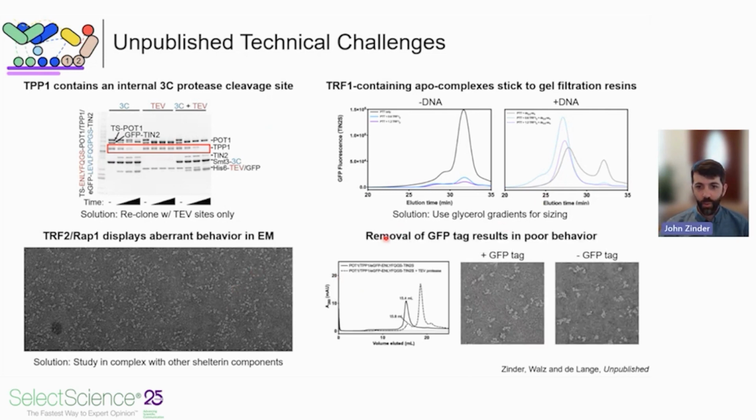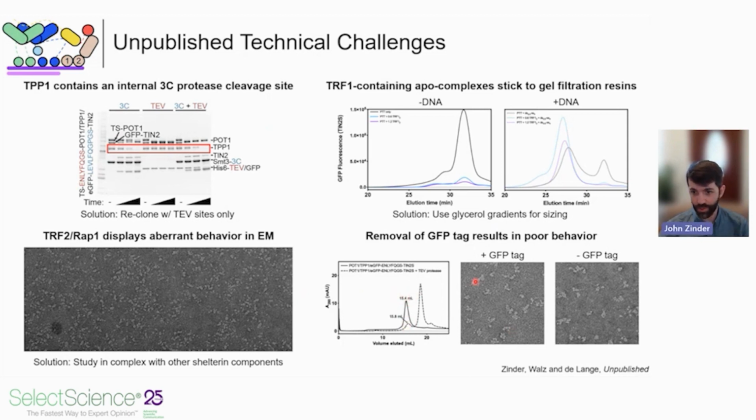And finally, we also found that removal of the GFP tag, which we retain on TIN2 throughout most of the complexes, resulted in very poor behavior. This is the same complex where I've either cleaved or not cleaved the GFP tag. Although the GFP only accounts for about 10% of the molecular weight, you can see when we cleave it, we lose about 80% of the expected molecular weight product.